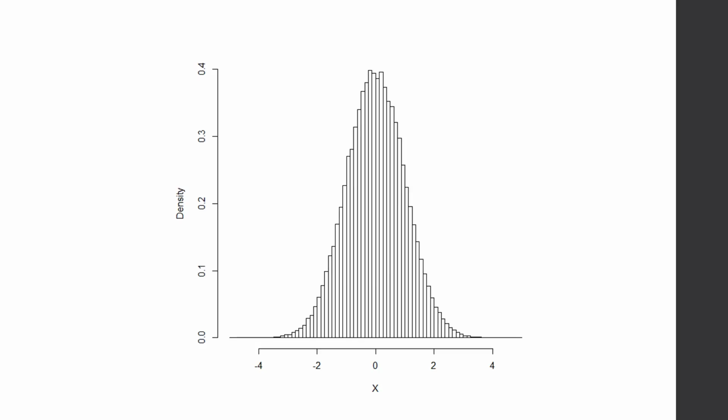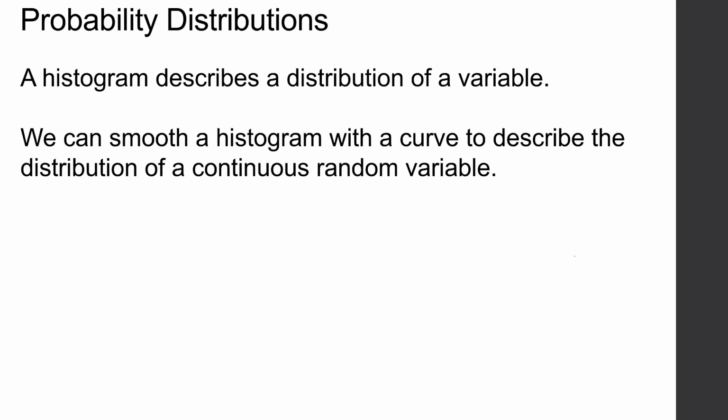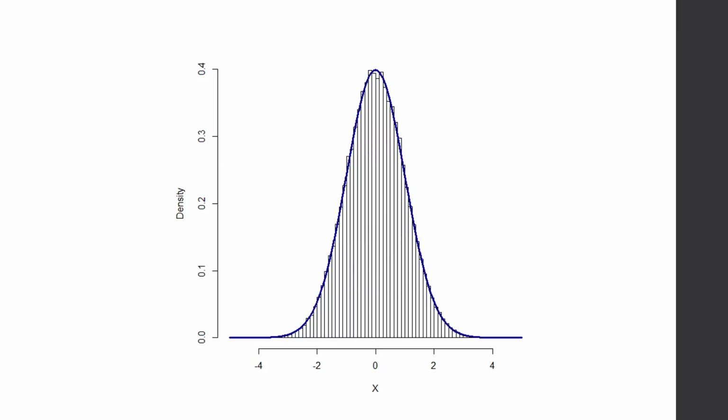If we have a continuous random variable and we get millions and millions of observations, we can make our bins so small that they go away, and it smooths that histogram, and we can describe the distribution of that variable with that smooth curve. So you can picture it here.